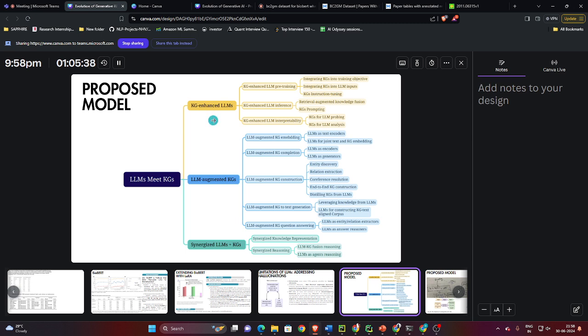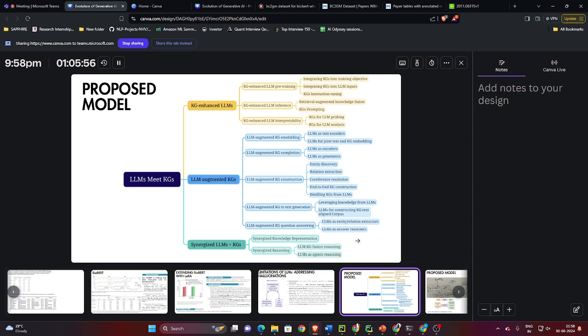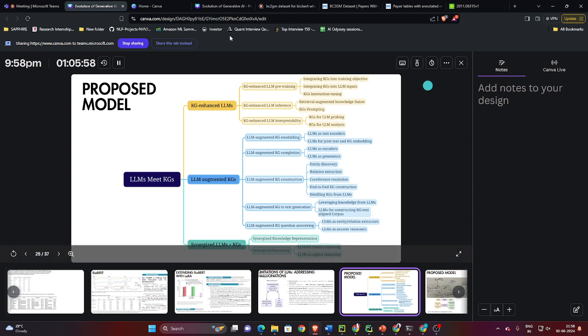Second, when LLMs augment KGs, when LLMs are used to build these knowledge graphs, when LLMs retrieve information from these knowledge graphs, and thirdly, when both of these work in synergy, when both of these work together: synergized knowledge representations and synergized reasoning, the fusions. So this becomes the entire picture.